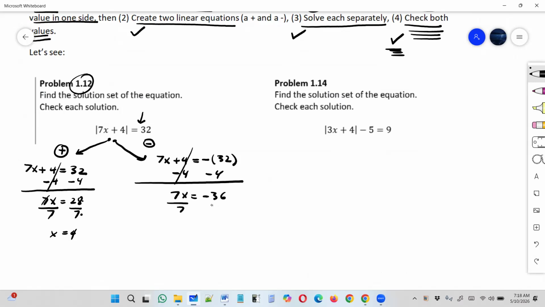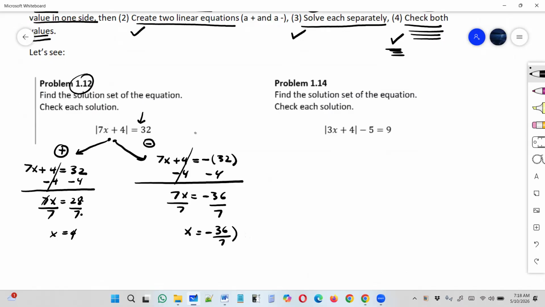And then we divide everything by 7. In this case, we cannot divide. We also cannot simplify the fraction. So this is the final answer.